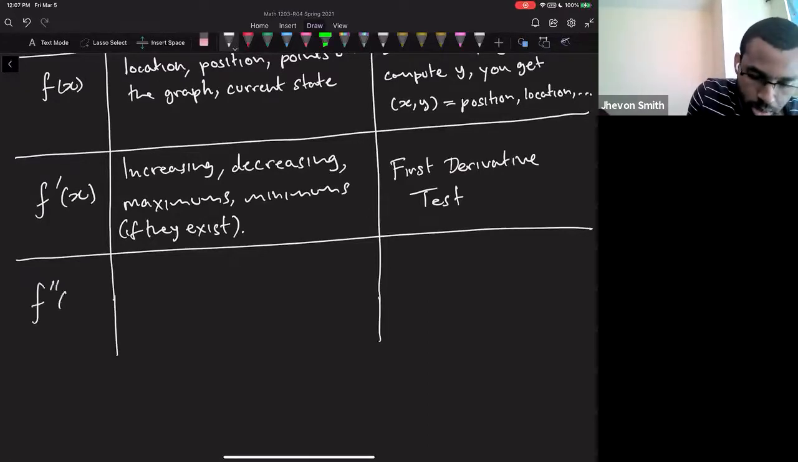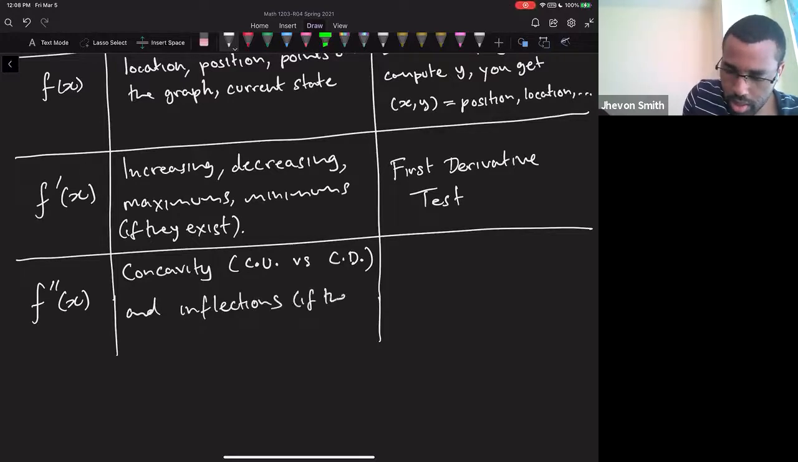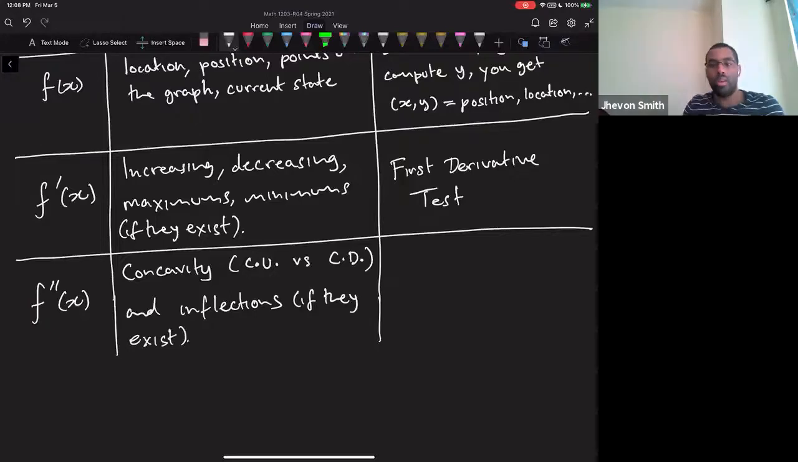Then we looked at f double prime. What does that tell us about? Well, it tells us about concavity. Concave up versus concave down, and inflections, if they exist. How does that tell us? Concavity test.